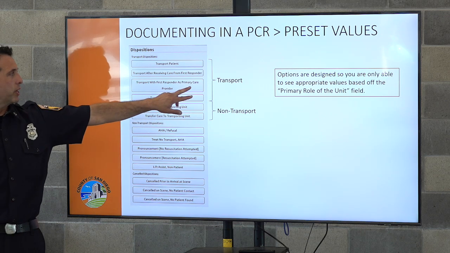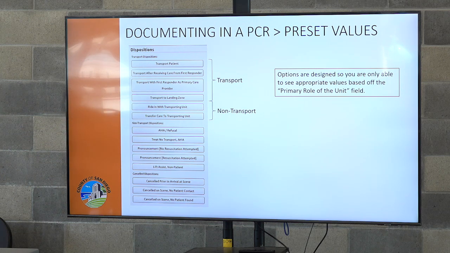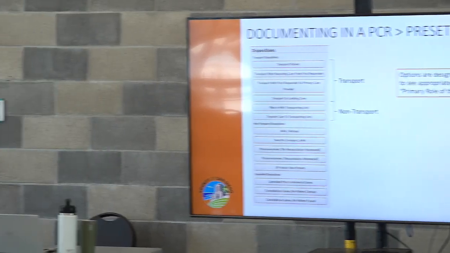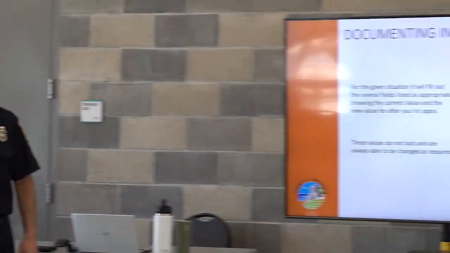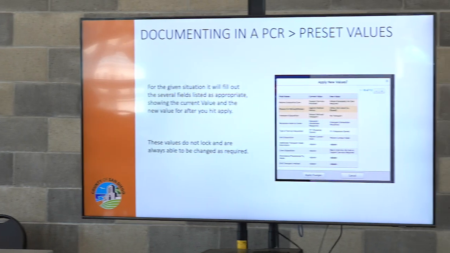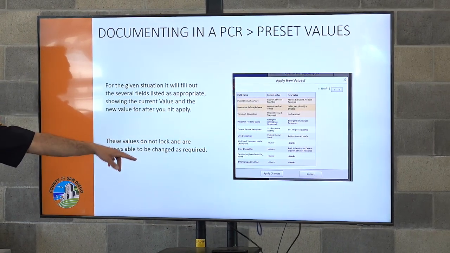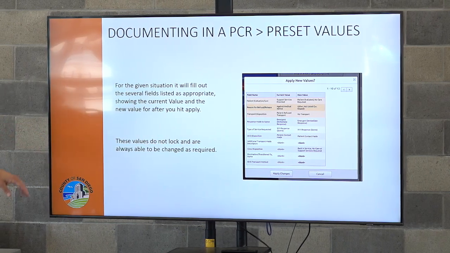One thing to know is if you're a non-transport unit, you can only see non-transport stuff. If you're a transporting unit, you can only see transport stuff for that first box up top. And that's intentional so you don't show engines transporting to the hospital and things like that. Everybody can see the ones below. And they look like this. It'll open up a dialog box after you click it, and it'll say, hey, here's the field that it wants to change, here's what the current value is, and here's what we want to change it to.